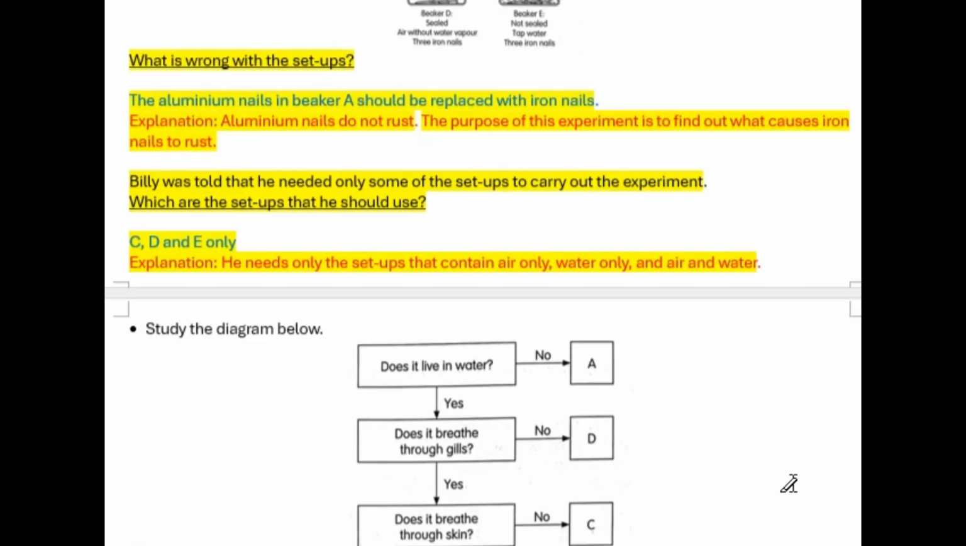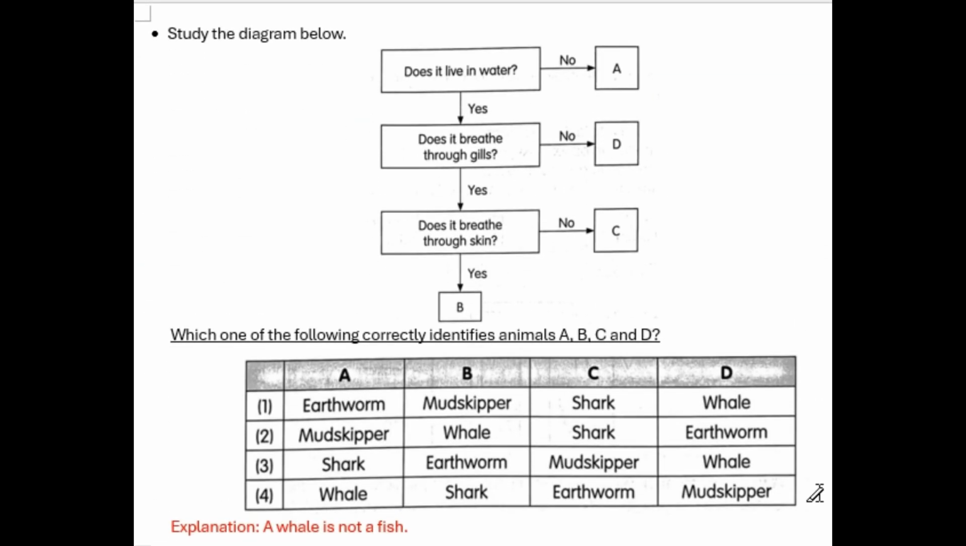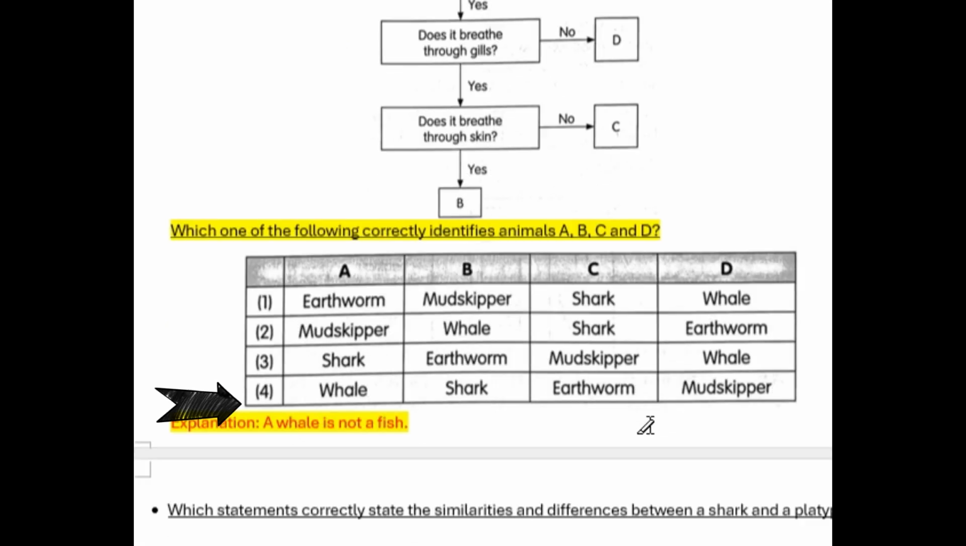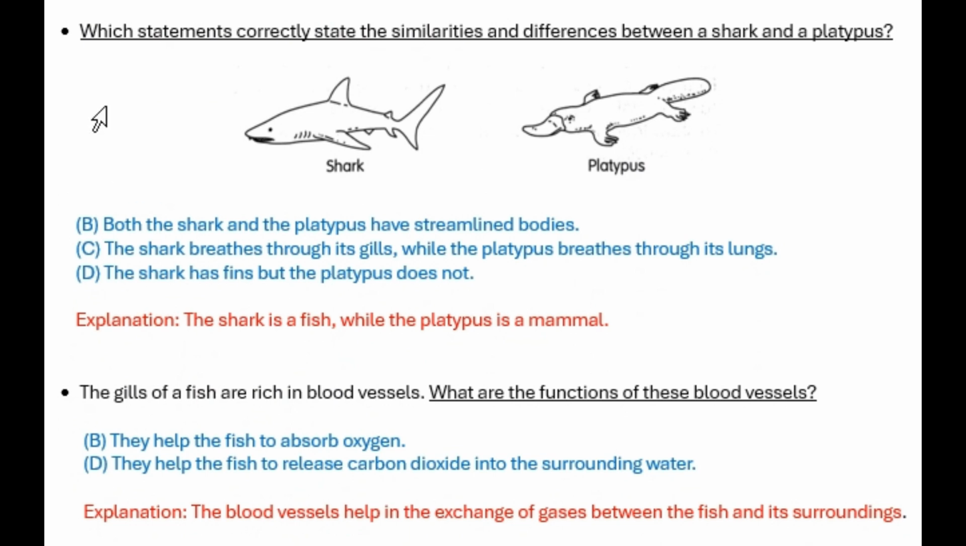Study the diagram below. Which one of the following correctly identifies animals A, B, C, and D? Explanation: a whale is not a fish. Which statements correctly state the similarities and differences between a shark and a platypus?